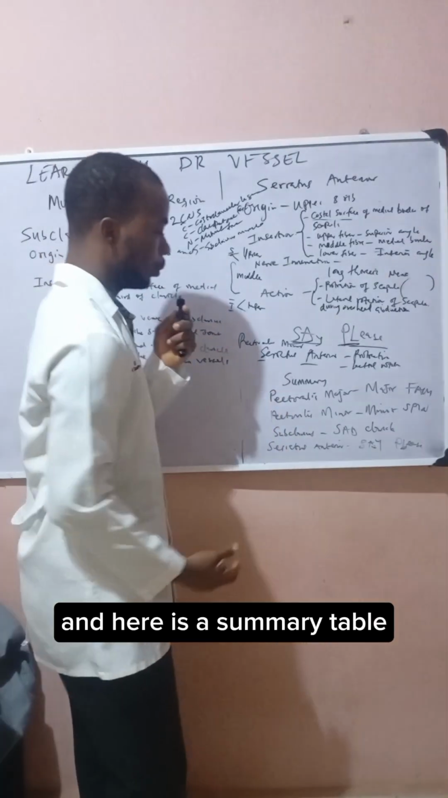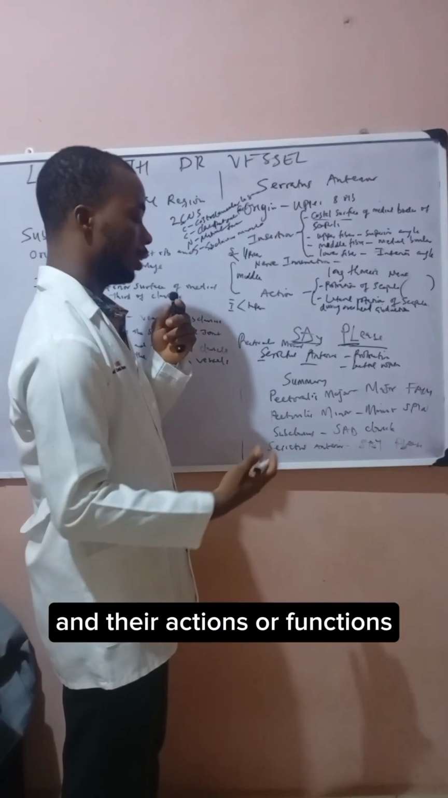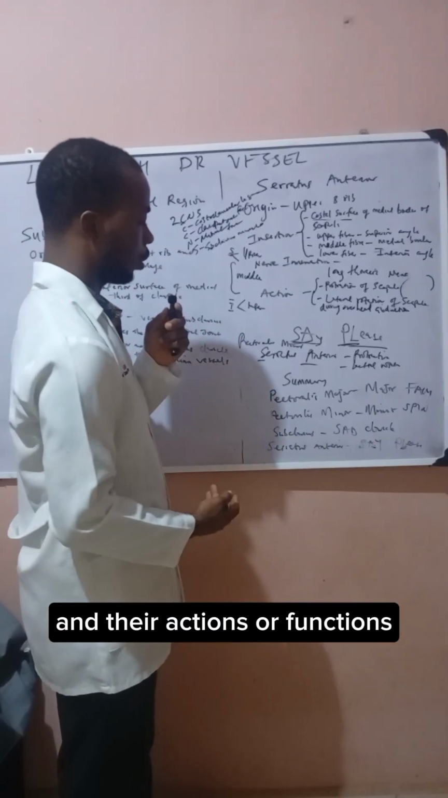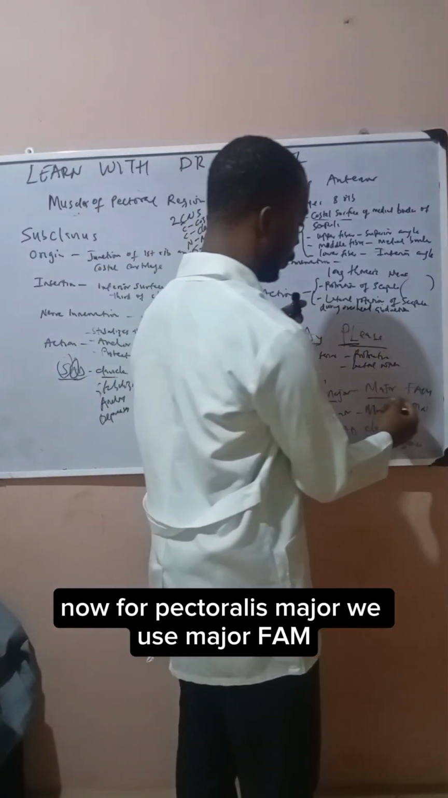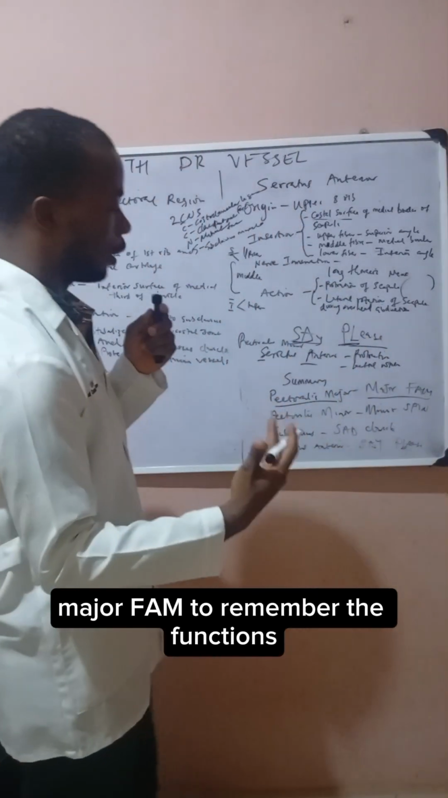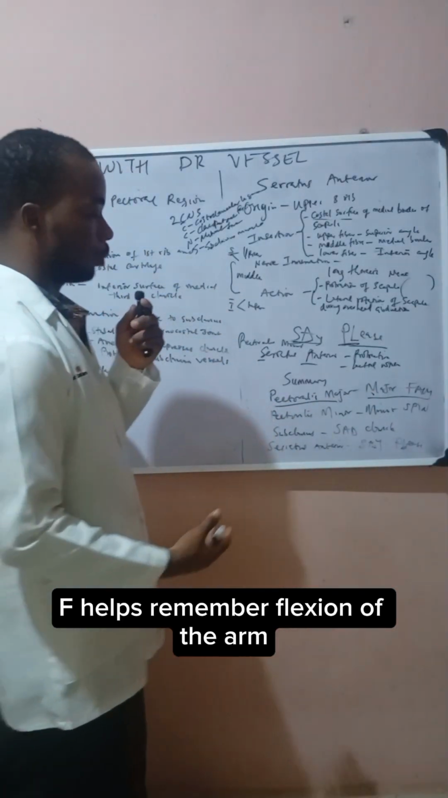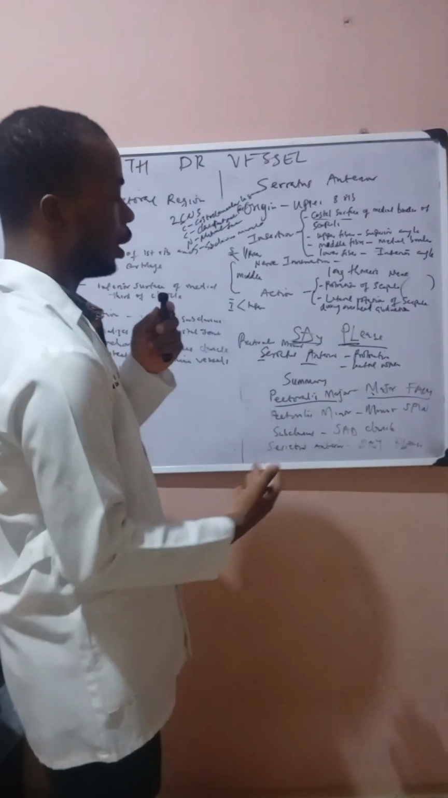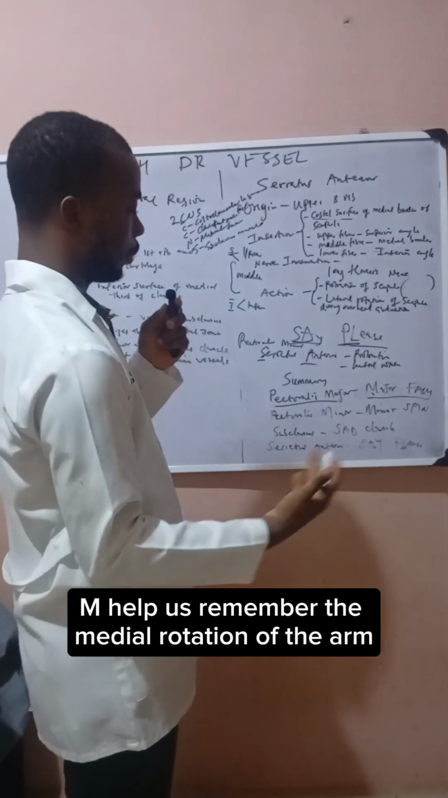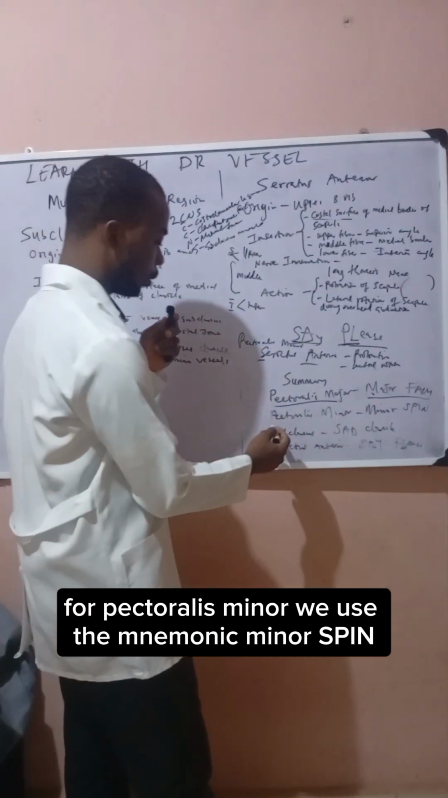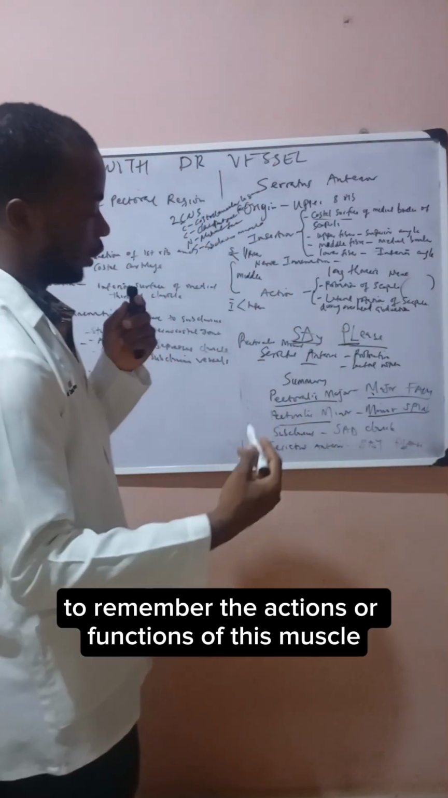And here is a summary table showing us the muscles of the pectoral region and their actions. For pectoralis major, we use MAJOR FAM to remember the function, where MAJOR helps us remember pectoralis major, F helps us remember flexion of the arm, A helps us remember adduction of the arm, while M helps us remember medial rotation of the arm. For pectoralis minor, we use the mnemonic MINOR SPIN to remember the action of this muscle.